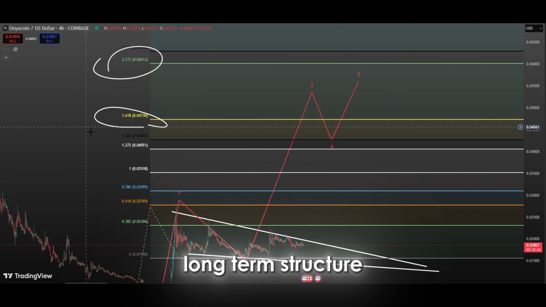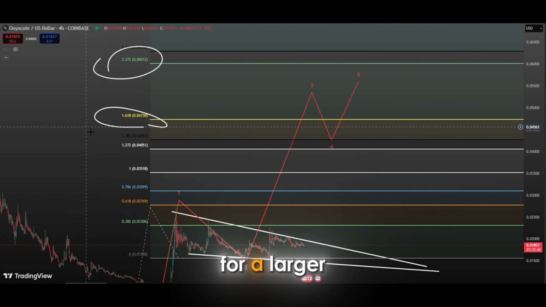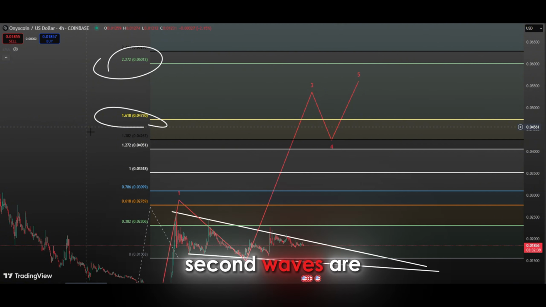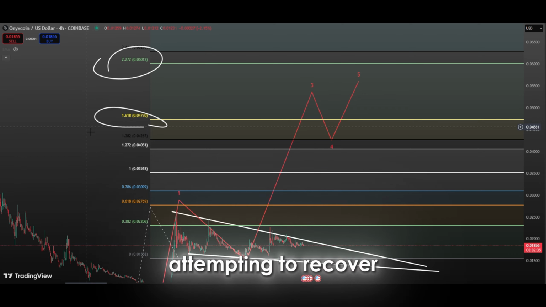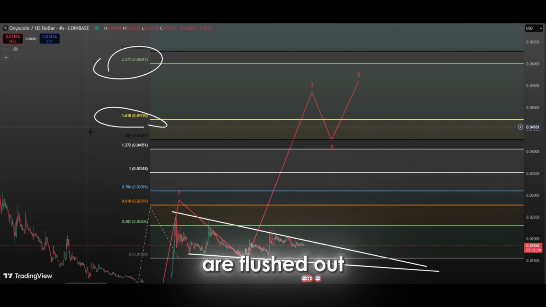In the current long-term structure, the time spent in the second wave means that the foundation for a larger move is being laid. Second waves are often periods when investors are in a decision-making phase, the market is attempting to recover, and weaker hands are flushed out.